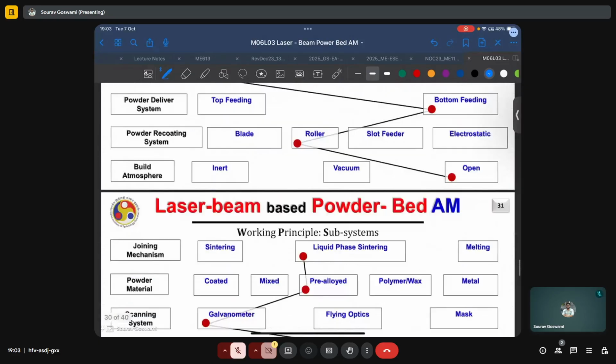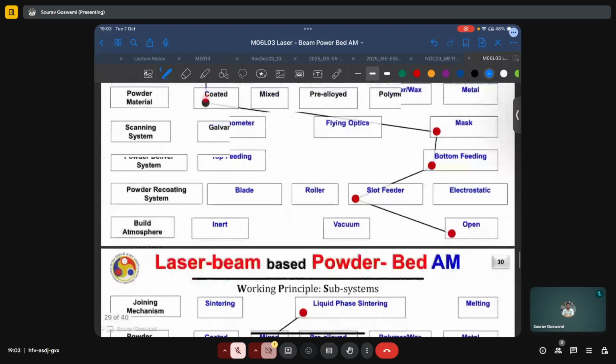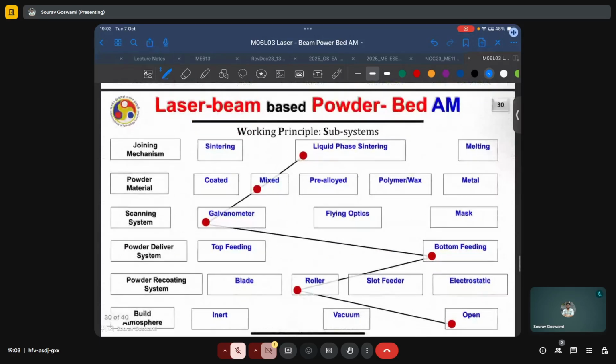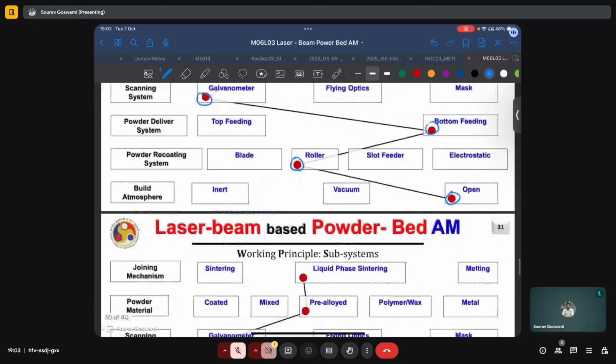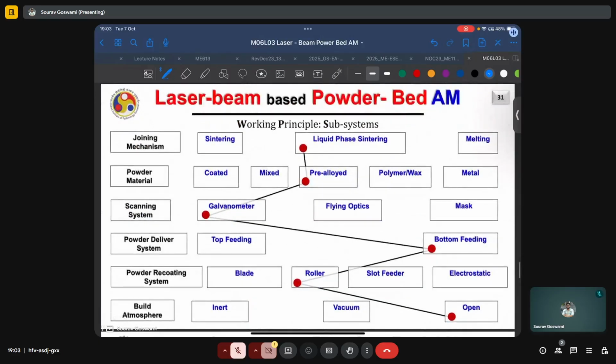We may also have a case of liquid phase sintering, where the powder material is mixed, the scanning system is a galvanometer, powder delivery is again by bottom feeding, powder recoating is by a roller, and the build atmosphere is still kept open. Or we are using the principle of liquid phase sintering for a pre-alloyed powder material using a galvanometer as a scanning system, powder delivery from the bottom, a roller for recoating, and an open atmosphere.